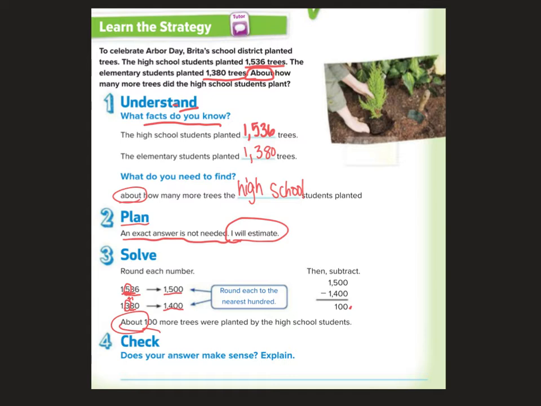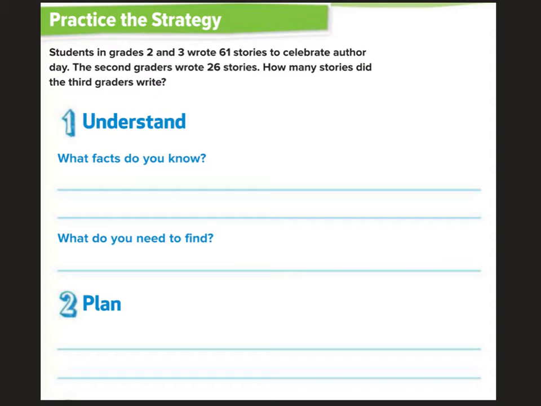Does our answer make sense? Yeah, because if I go backwards, if I use inverse operations, and I take 100 plus 1,400, I would get 1,500, and that checks out. So yes, it does. I just worked my way back up. 100 plus 1,400 should give me the top number, 1,500, if I did my math right. So, makes sense. Let's try the next one.